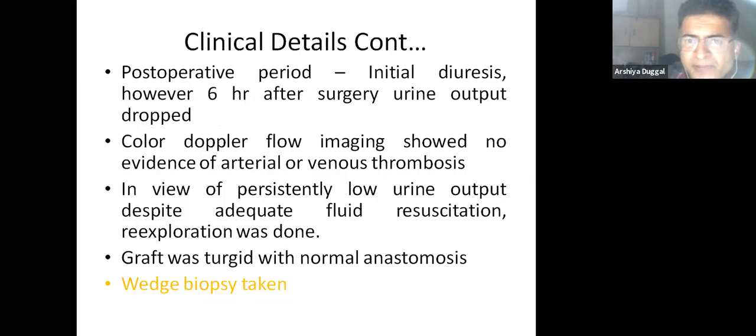In the post-operative period, there was initial diuresis. However, 6 hours after surgery, urine output dropped, and color Doppler flow imaging showed no evidence of arterial or venous thrombosis. In view of persistently low urine output despite adequate fluid resuscitation, re-exploration was done. The graft was turgid with normal anastomosis, and a wedge biopsy was taken. So this was a wedge biopsy on the day of surgery, and this is what it shows.